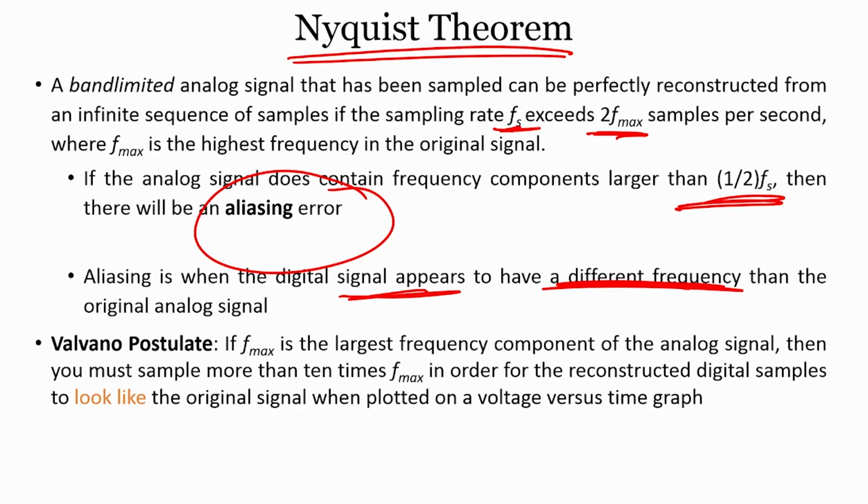And then there is a Velleman postulate which says that if f max is the largest frequency component of the analog signal, then you must sample at more than 10 times f max. Why? In order to reconstruct digital samples to look like the original signal when plotted on a voltage versus time graph. So, if your sampling is 10 times f max, then you can reconstruct your digital samples to look just like your original analog signal.